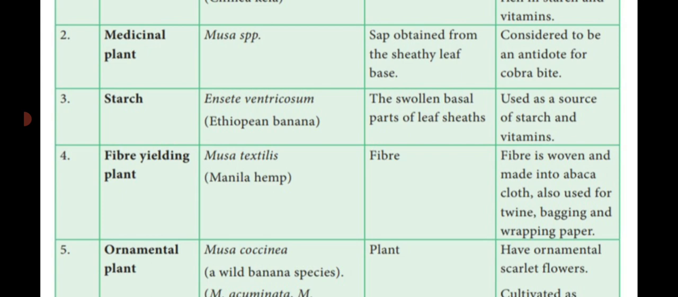Fiber yielding plant: Musa textilis is the Manila hemp. A fiber is the useful part. Fiber is woven and made into abaca cloth. They use the fiber of this plant to make cloth. Also used for twine, thread, packing and wrapping paper.